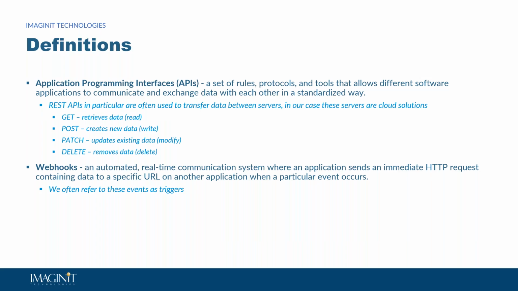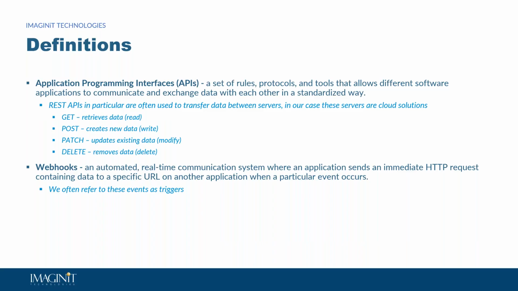And the APIs are really just a set of rules and protocols that allow different software applications to communicate and exchange data between each other. So anytime you hear about one program speaking to another, interoperability via integration, chances are the programming, the backend, is using some form of API calling to make that process happen. In particular, with these cloud-based solutions, we have RESTful or REST APIs, which allow us to transfer the data between different servers, in this case, cloud-based servers.